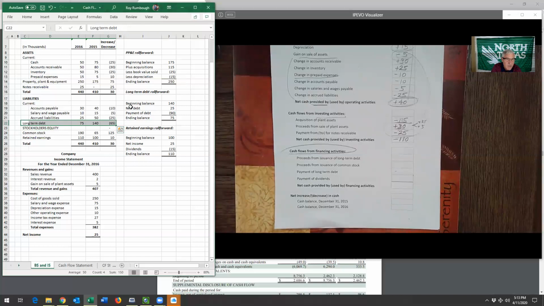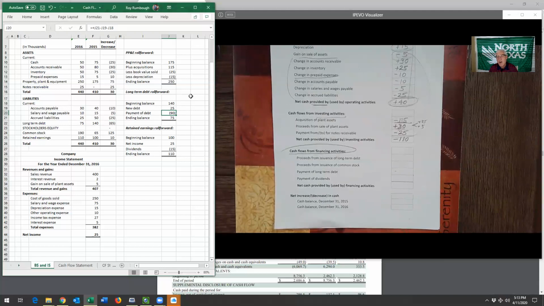Here's the one little curve I'll have to throw at you. We started with 140. Here's that 140. And we went down to 75. We did two different things. We issued some new debt for 25,000 and we paid off some old debt of 90.